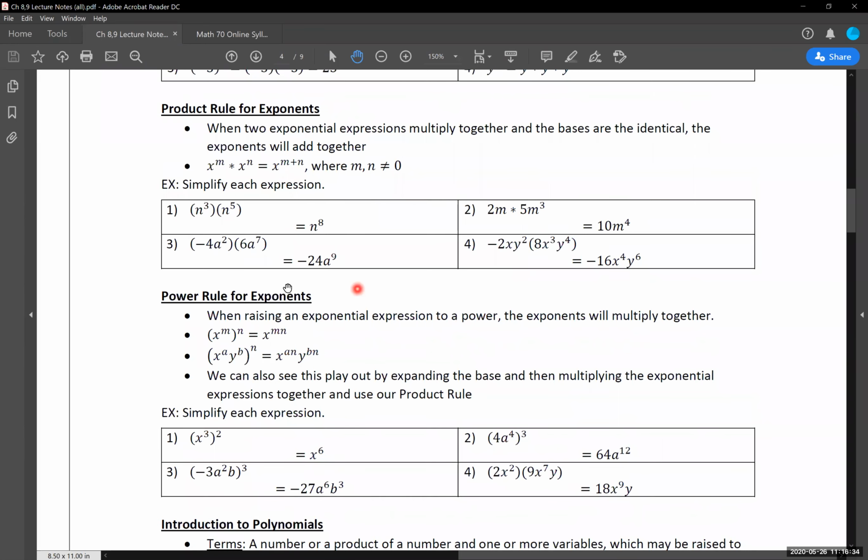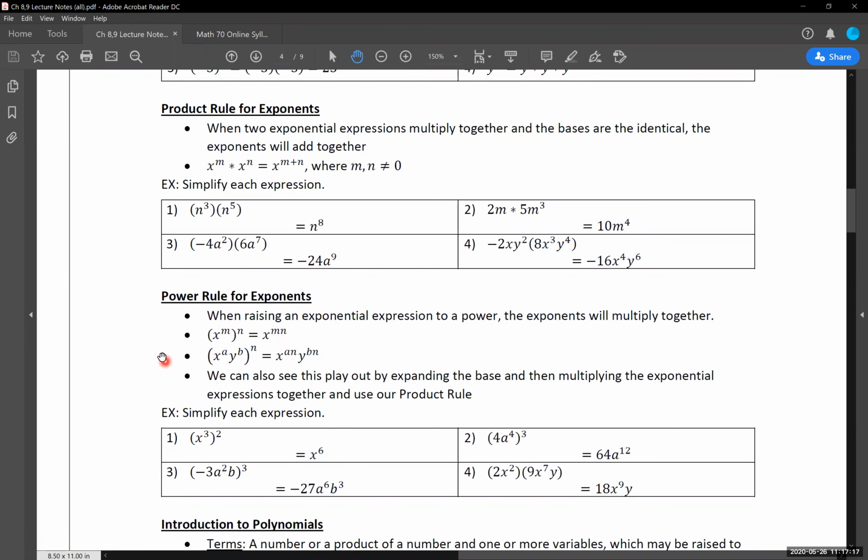The other rule that we have is the power rule. So the power rule tells us that when raising an exponential expression to a power, the exponents will multiply together. And we have two instances of this that will show up. We have just one base or one exponential expression raised to a power. So I have x to the m raised to the n power. And again, exponent being raised to a power, the exponents will multiply together. So my result is going to be x to the m times n power. And again, m and n will be represented with numbers, and we can just multiply them together as necessary.